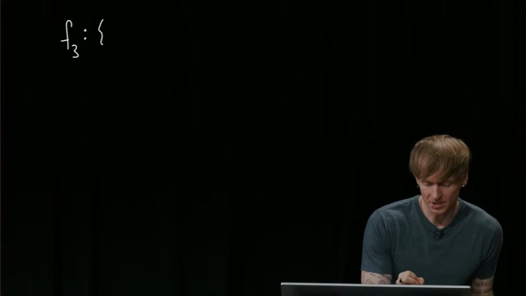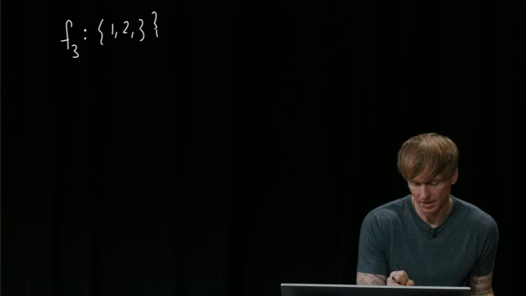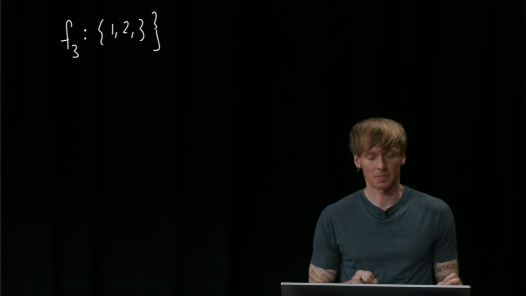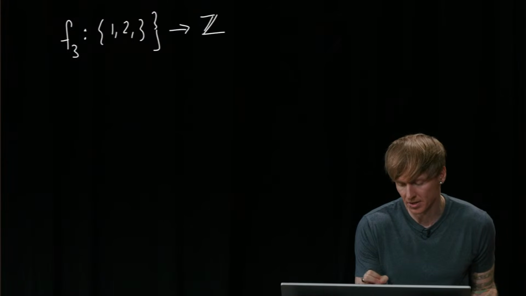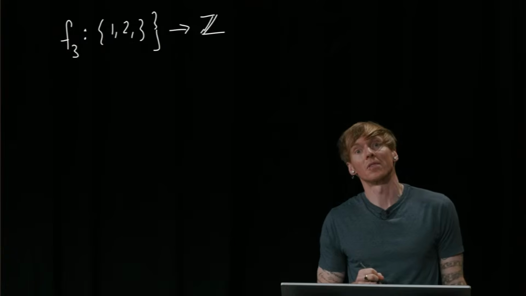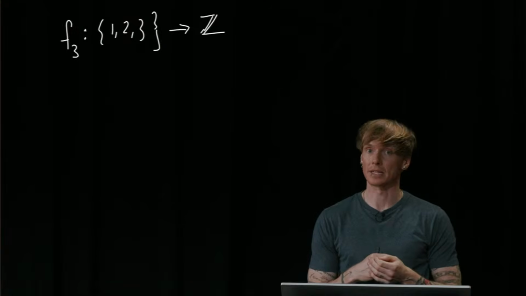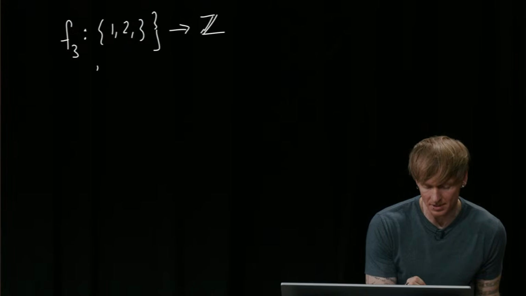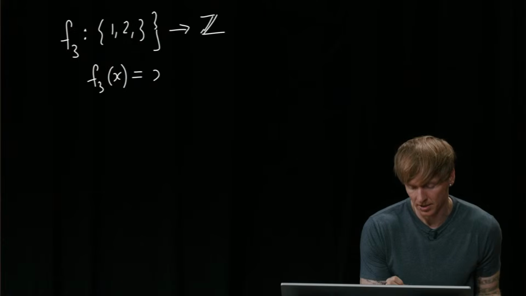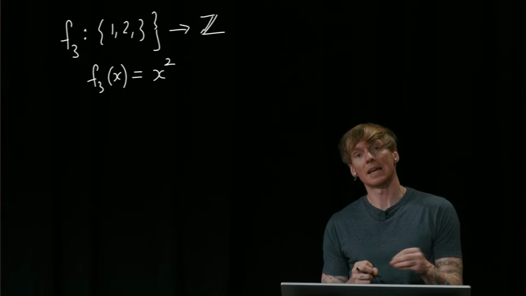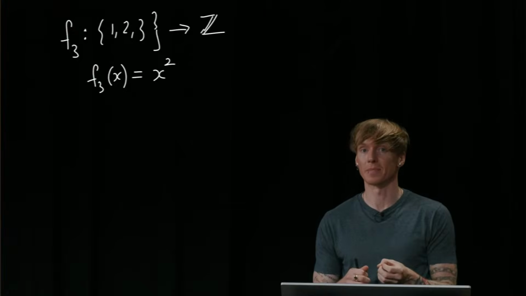So if I do the same domain, so we're starting with the same 3 elements, but now we're going to say the codomain is Z, the collection of integers. So we're mapping from 1, 2, 3 into the collection of integers. Again, we can keep the same function, so we can say f3 of x is still squaring, but again, this is a different function because it has a different codomain.